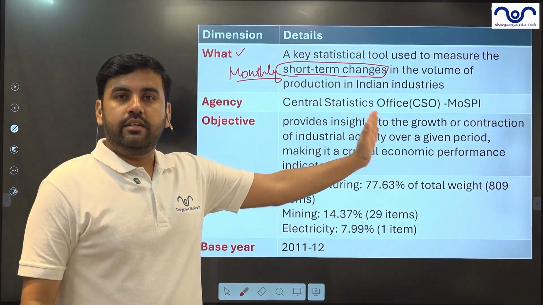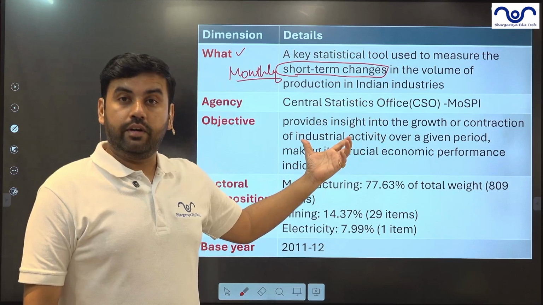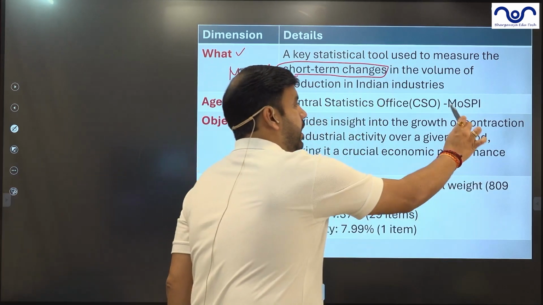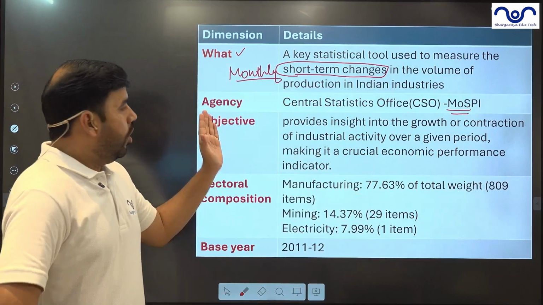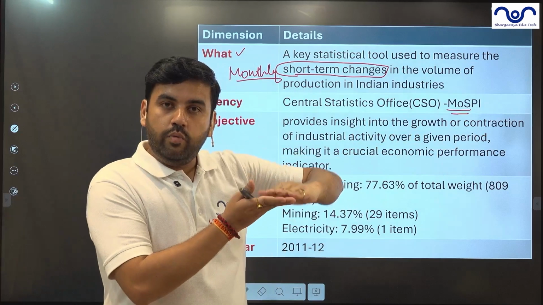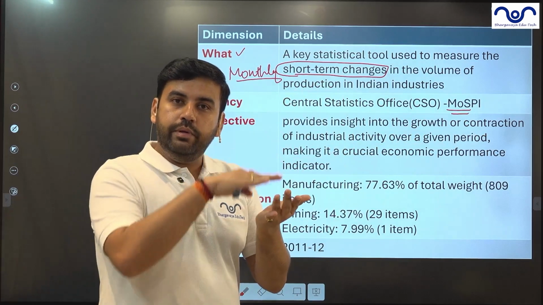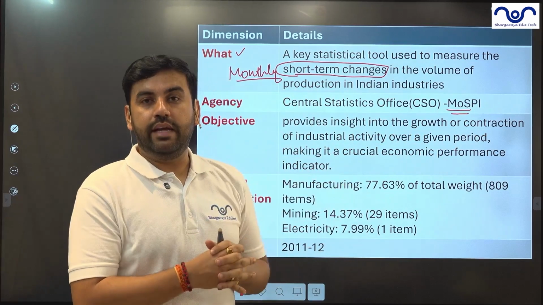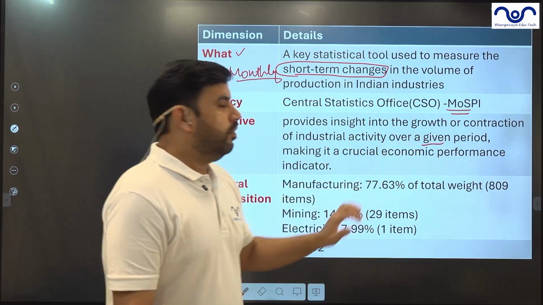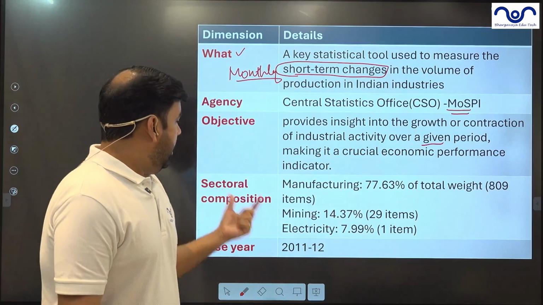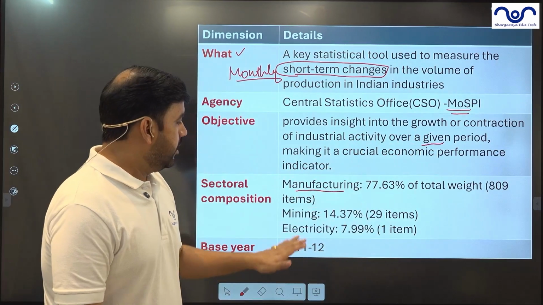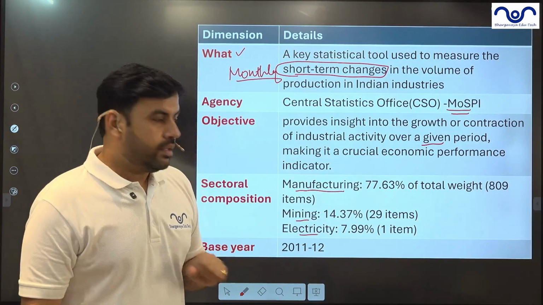Compiled by Central Statistical Office. We have already covered this topic in the previous discussions. Under the Ministry of Statistics and Program Implementation. Then, objective. It provides insights into the growth and contraction. Growth means over 100 and contraction below 100. 100 is considered to be a base in a percentage parameter of the industrial activity over a given period of time, basically a month.